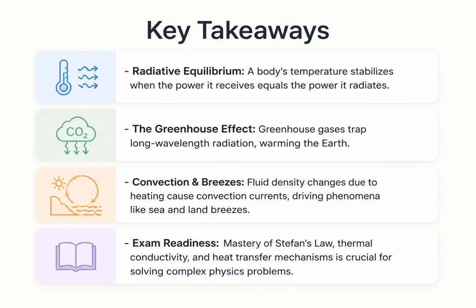To wrap up this final session, let's review our key takeaways. We've seen that radiative equilibrium dictates planetary temperatures. A body's temperature stabilizes when the power it absorbs equals the power it radiates. We explored how the greenhouse effect traps long-wavelength radiation, warming our planet. We also broke down thermal convection, seeing how density changes drive natural phenomena like sea and land breezes. Finally, our extensive review of past exam questions highlights the importance of mastering Stefan's law, thermal conductivity, and heat transfer mechanisms to solve complex multi-step physics problems.